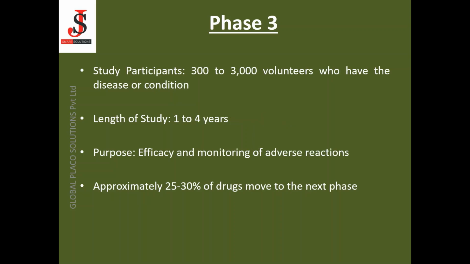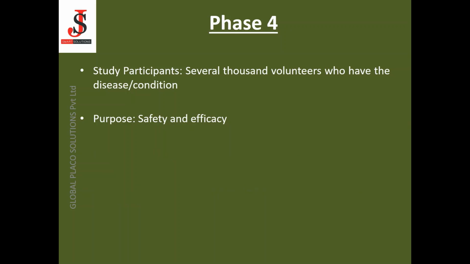In phase 3, the study participants are from 300 to 3000 volunteers who have the disease or condition. The length of study is quite longer, that is 1 to 4 years. The main purpose is to know about the efficacy and monitoring of adverse reactions, and approximately 25 to 30% of the drugs move to the next phase. The last and final one is phase 4, where the study participants are several thousand who have the disease or condition, and the main purpose is to know about the safety and efficacy.